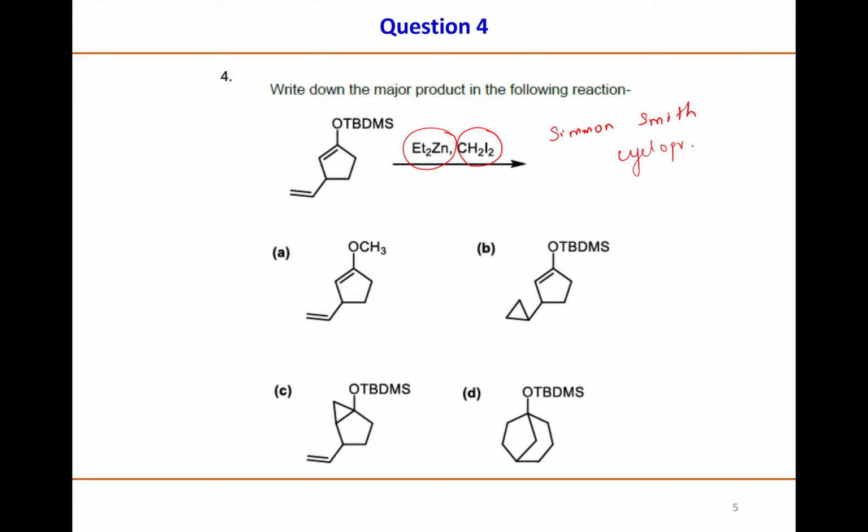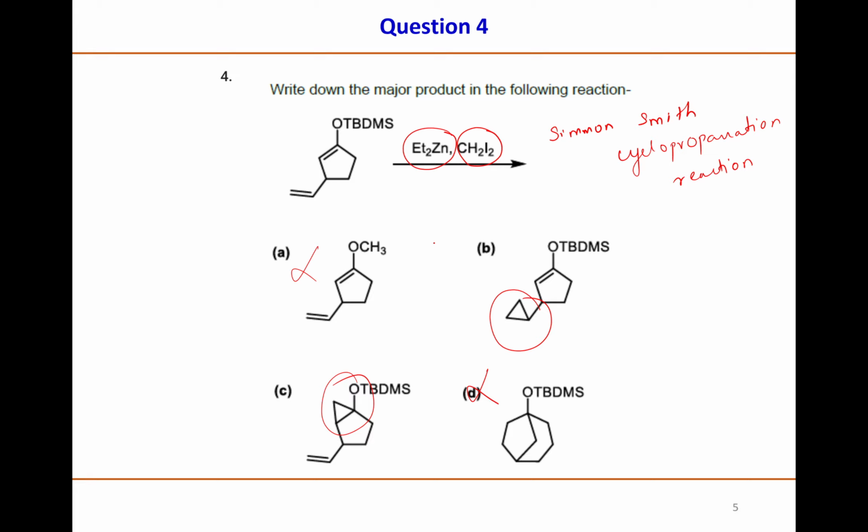Cyclopropanation, we can also call it the Simmons-Smith cyclopropanation reaction. Now with the name, I think all of you know which will be the product. We have to make the cyclopropane, right? One carbon addition. If we see all four options, only cyclopropane is present in two of them, right? So among them, which one will be the correct answer? We have to find. Option A and option D are already eliminated, right? So we'll discuss the mechanism, how the reaction is going.